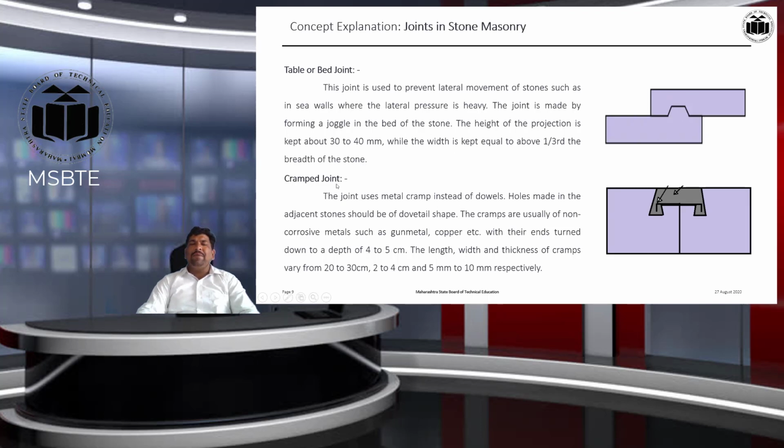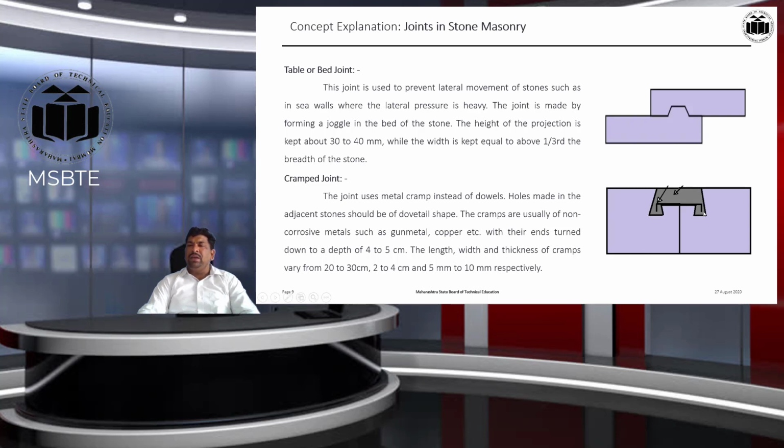Then the next type is the cramp joint. The joint uses a metal cramp instead of dowels. Holes made in the adjacent stones should be of dovetail shape. The cramps are usually of non-corrosive metals such as gunmetal, copper, etc., with their ends turned down to a depth of 4 to 5 centimeter. The length, width and thickness of cramps vary from 20 to 30 centimeter, 2 to 4 centimeter and 5 mm to 10 mm respectively.